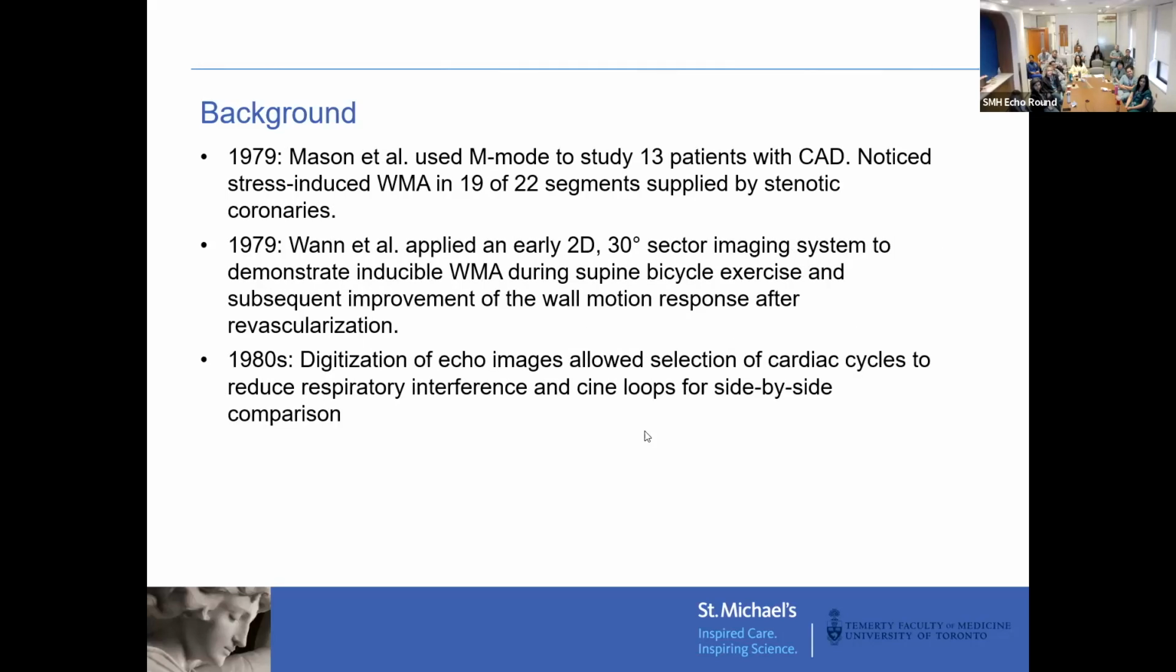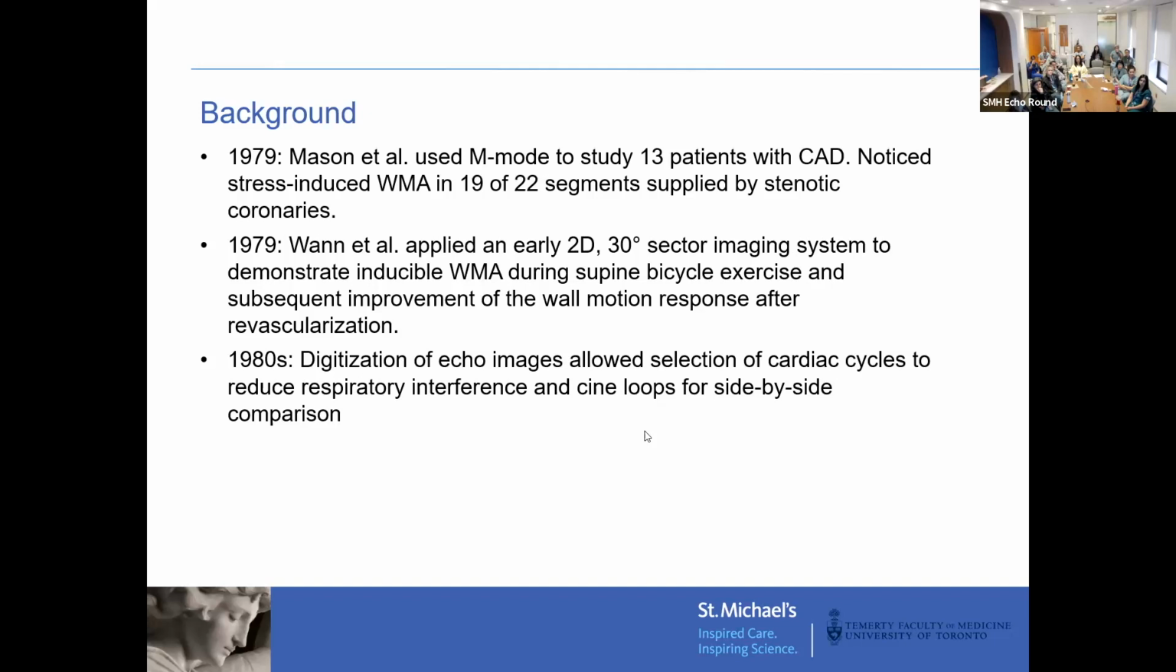So in 1979, there were two groups of folks who helped spark stress echo as a modality. Mason et al. used M mode and studied about 30 patients or so, and noticed that there were stress-induced wall motion abnormalities in various segments that correlated with patients who had significant stenosis of those coronaries. And obviously that has many limitations. Using M mode to try to assess changes in wall motion is challenging.